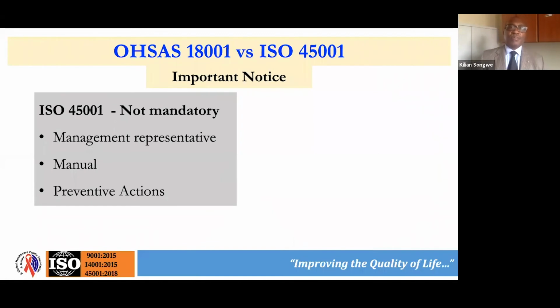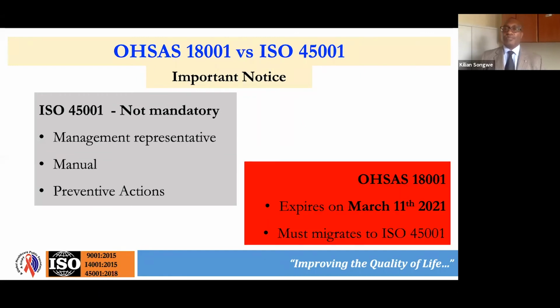Important notice as people move between OHSAS 18001 and ISO 45001. What you see here is what was actually retained in ISO 45001. What was removed was the management representative, which was a requirement in OHSAS. No manuals are required for ISO, and preventive actions were also not mandatory.